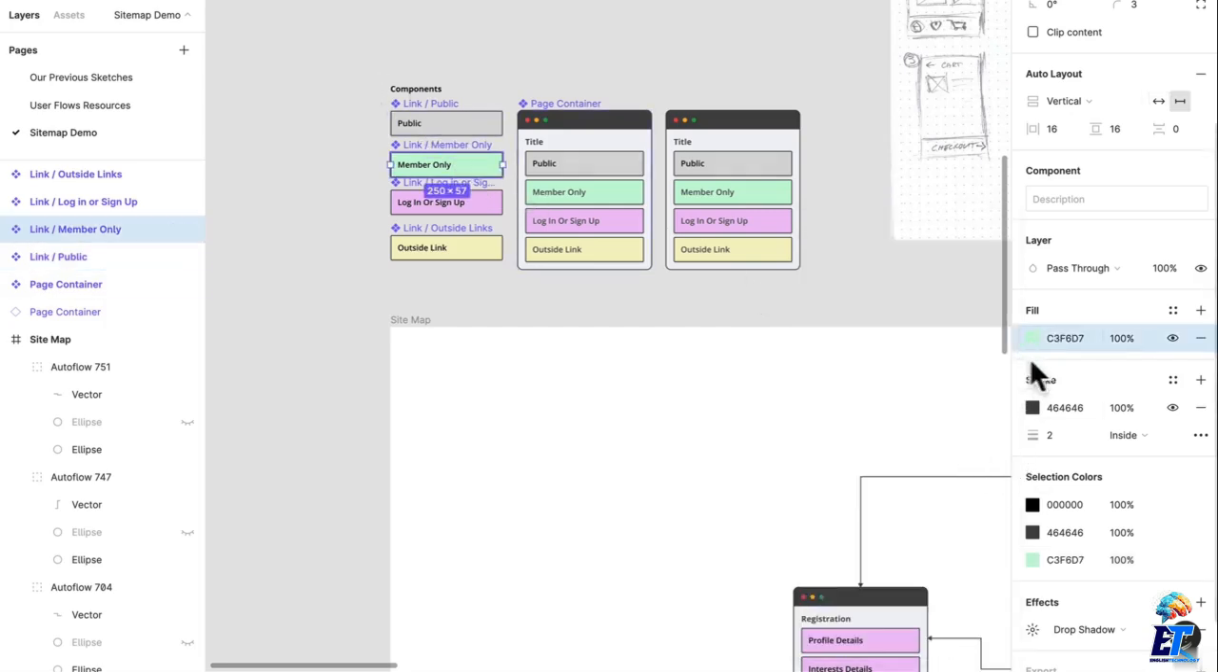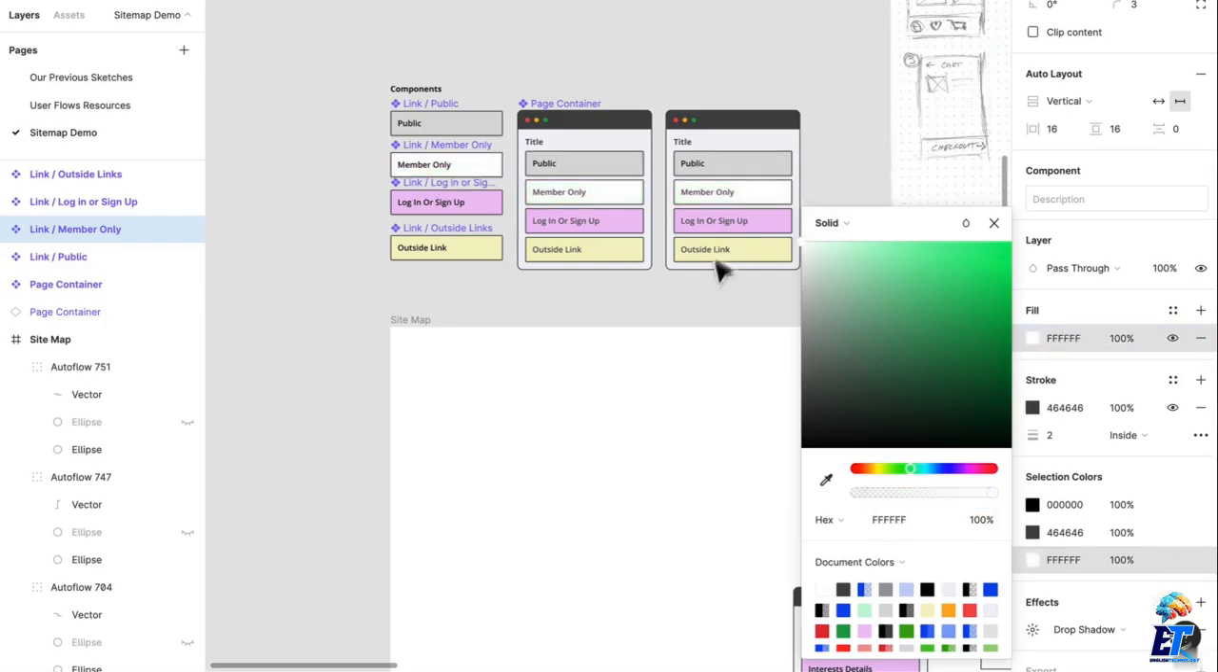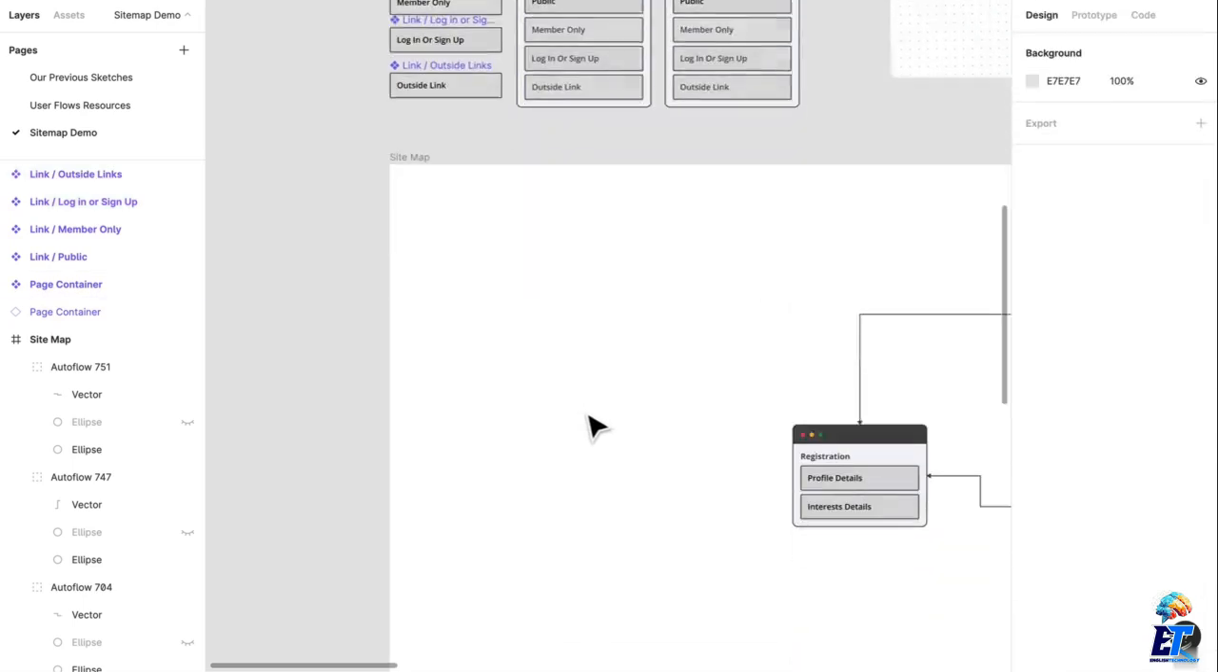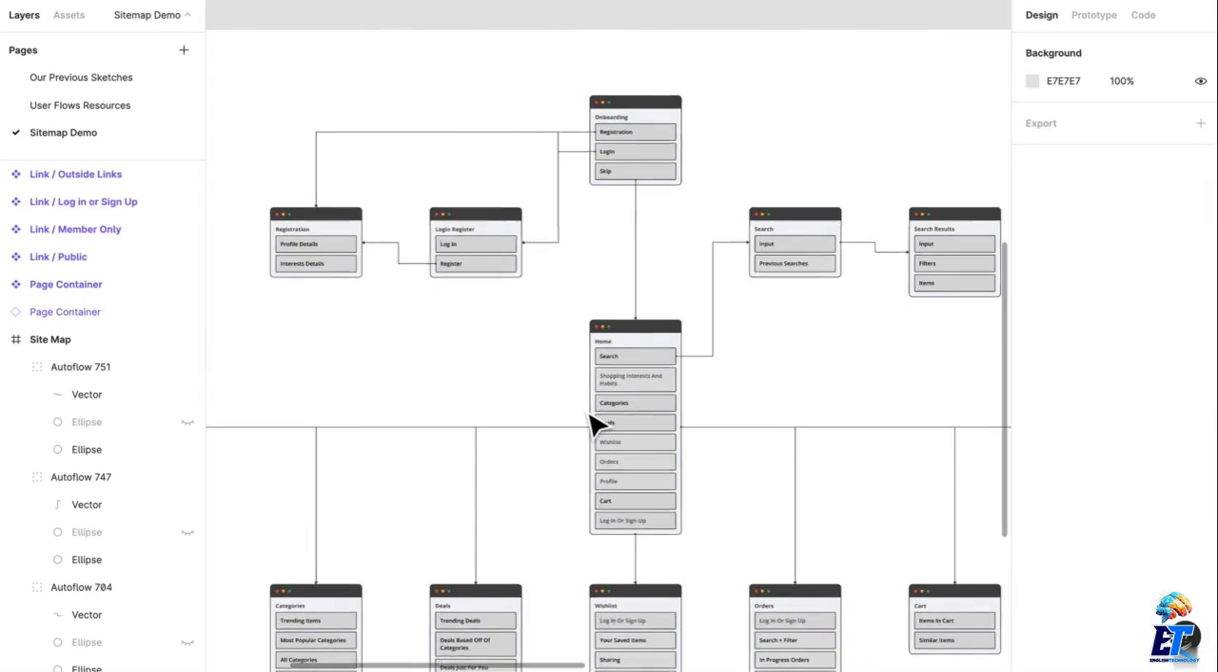Nobody really wants to look at that. Let's just get a sense of what this could look like. So, this is much worse. So don't be afraid to use colors. Just because it's a sitemap doesn't mean you should shy away from that.